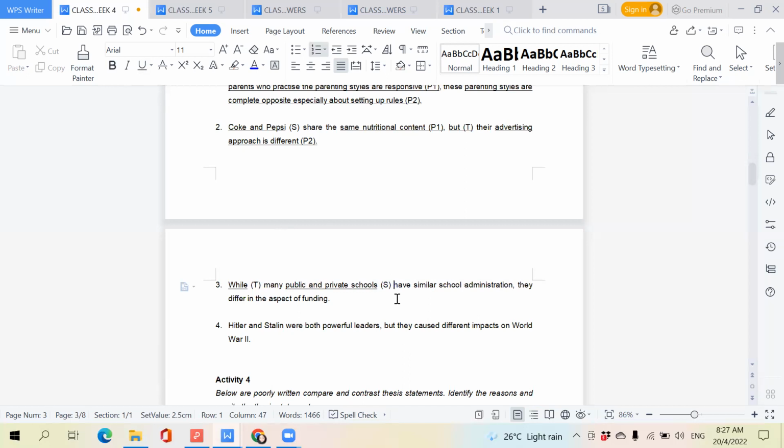So this is a very good example of a thesis statement. Whenever you're writing your thesis statement, please refer to this example so you do not go astray. So similar school administration, this will be your P1. You might be wondering, can I write about the differences first or what?